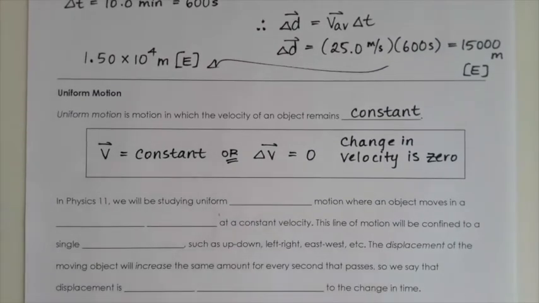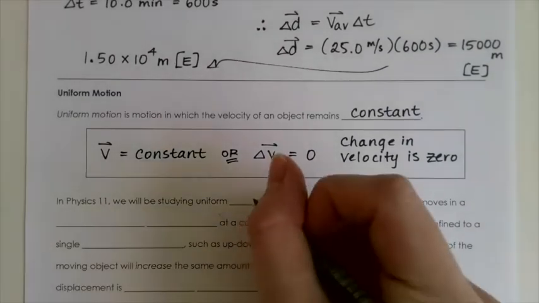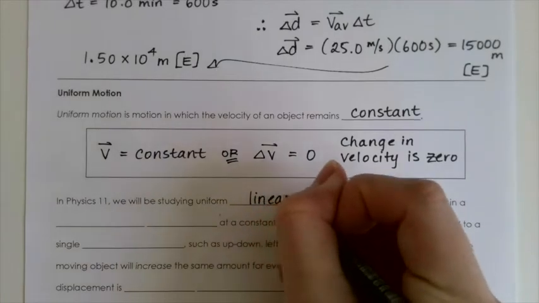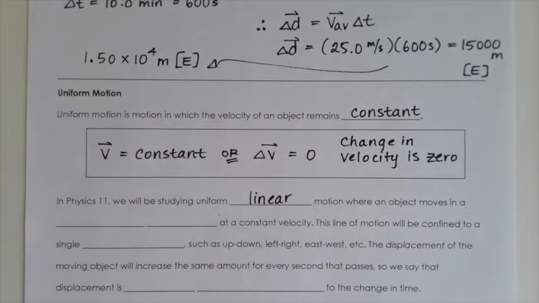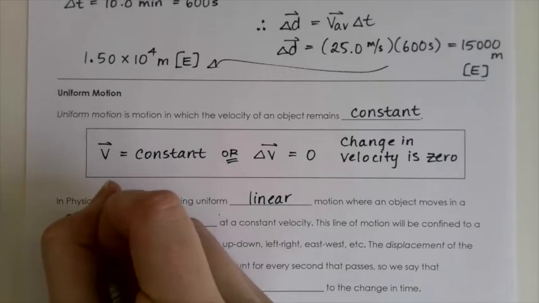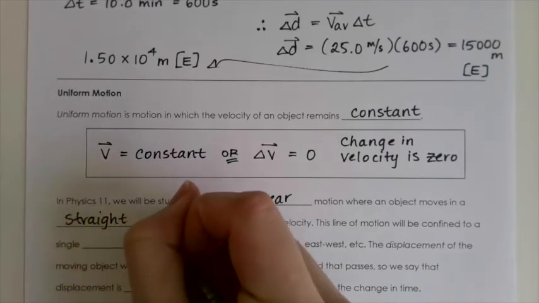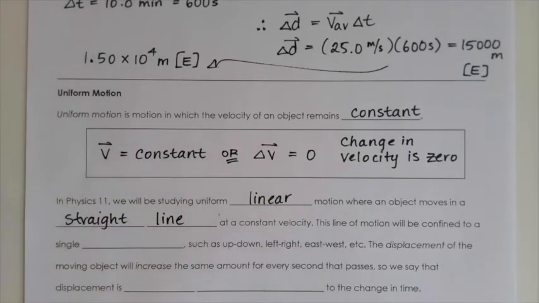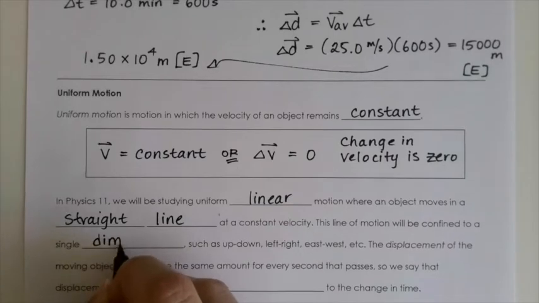In Physics 11, we'll be studying uniform linear motion, which means that objects are moving along a straight line. They're either moving north or south, east or west, left or right, up or down, etc. at a constant velocity. So we say that the line of motion is confined to a single dimension.